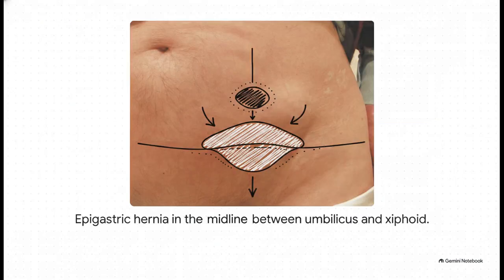A bit farther up the abdomen, we hit epigastric hernias. These guys push straight through the midline raphe, anywhere between the xiphoid process and the belly button. They usually start off as tiny little defects containing just a bit of extraperitoneal fat, which kind of spreads out under the skin and ends up looking a lot like a little mushroom.